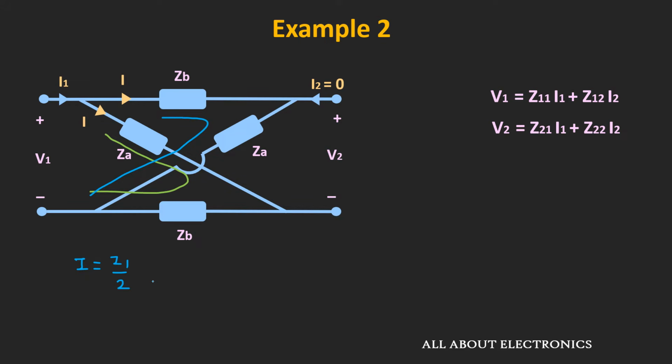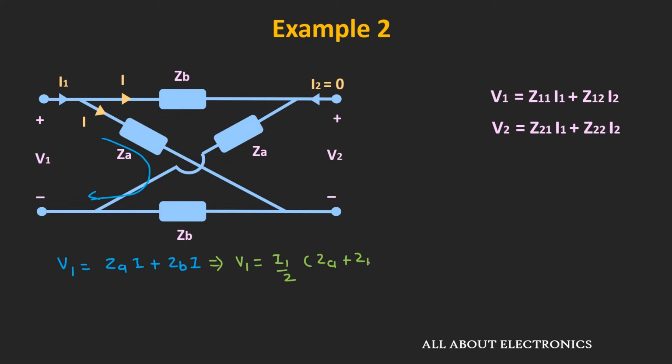So now let us apply the KVL equation in one of the meshes and find out Z11. Applying the KVL equation in this mesh, we can write voltage V1 is equal to ZA times I plus ZB times I, and here this current I is equal to I1 by 2. So we can write V1 is equal to I1 by 2 times ZA plus ZB, or we can say that the ratio of V1 by I1 when current I2 is equal to 0, or Z11, is equal to ZA plus ZB divided by 2.